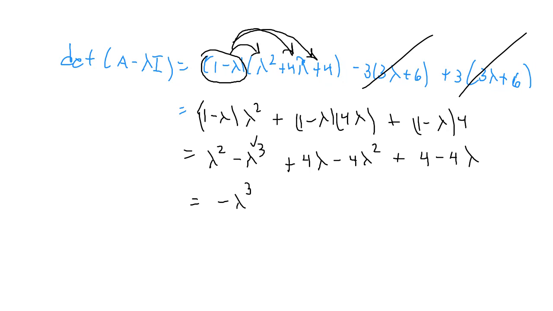And let's see, lambda cubed. Let me just see here. I tend to like to put dots above things when I've used that term. Now lambda squared minus 4 lambda squared. Sorry, hold on.